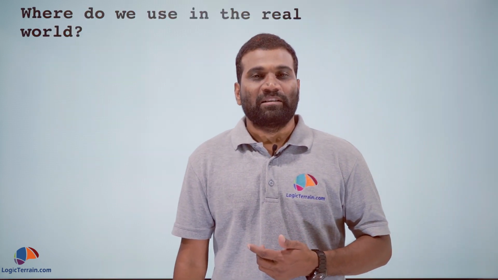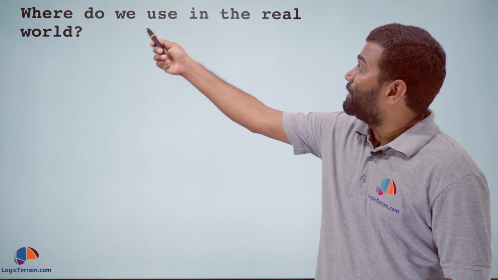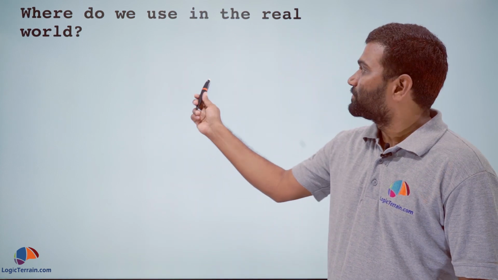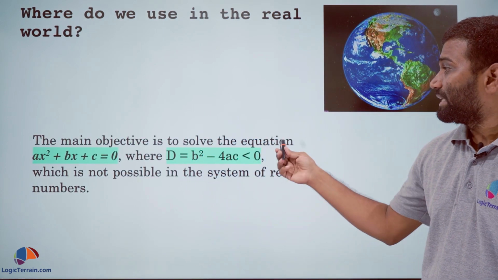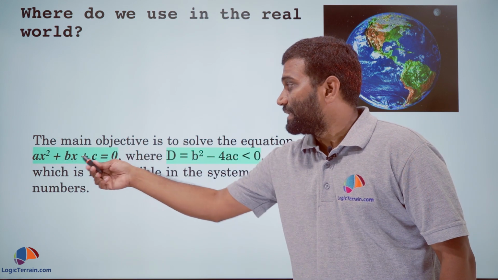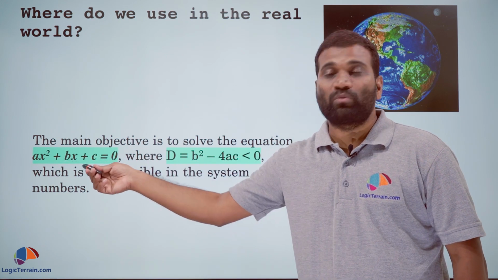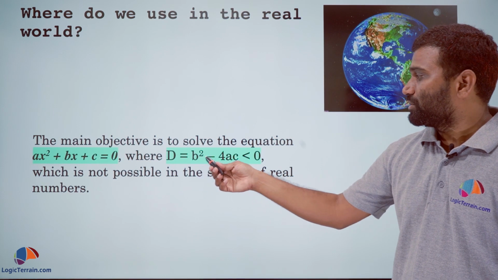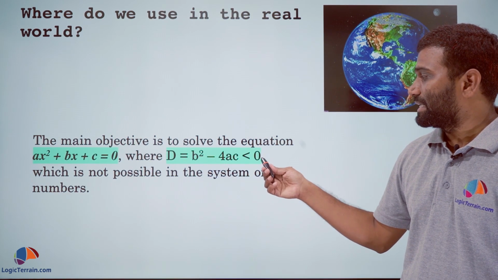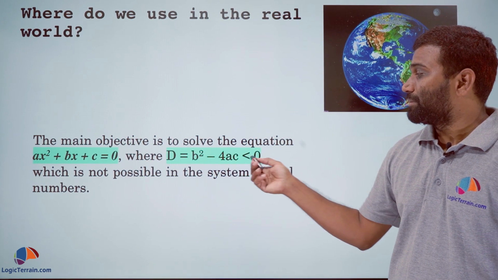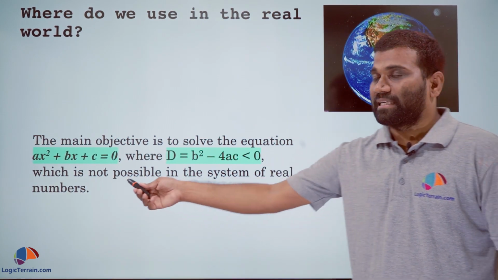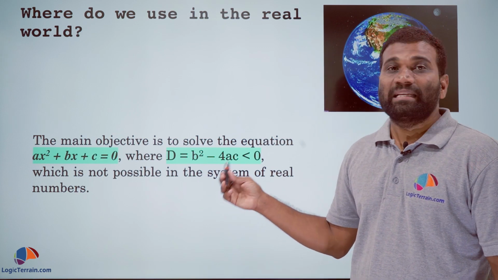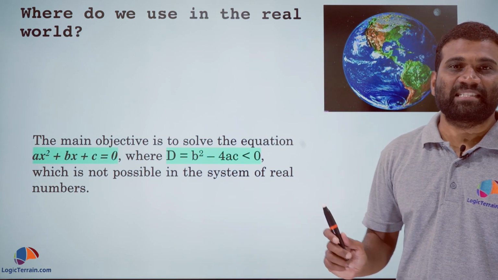It is quite common that whenever we study any topic, some questions arise, like where do we use this in the real world? The main objective is to solve the equation ax square plus bx plus c equals 0, which is quadratic, where the discriminant d equals b square minus 4ac is less than 0, which is not possible in the system of real numbers. So the solution will exist only in the complex number system.